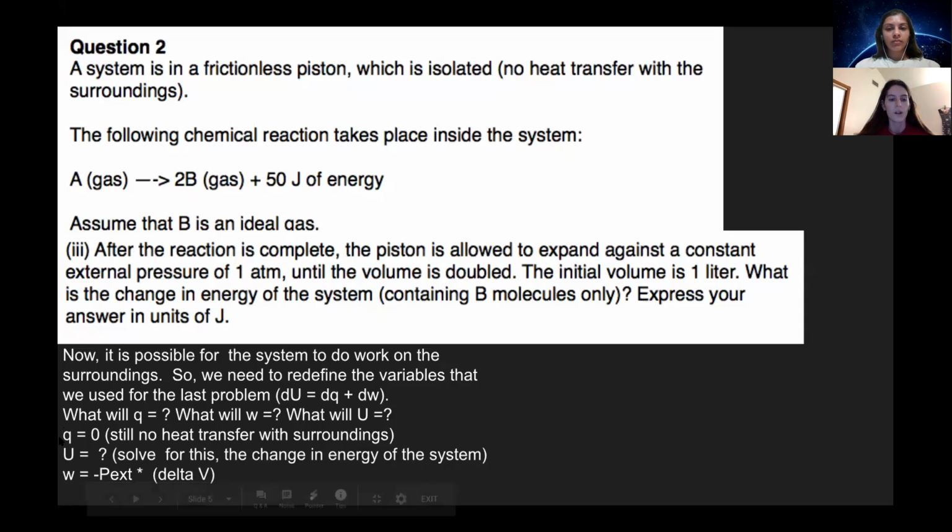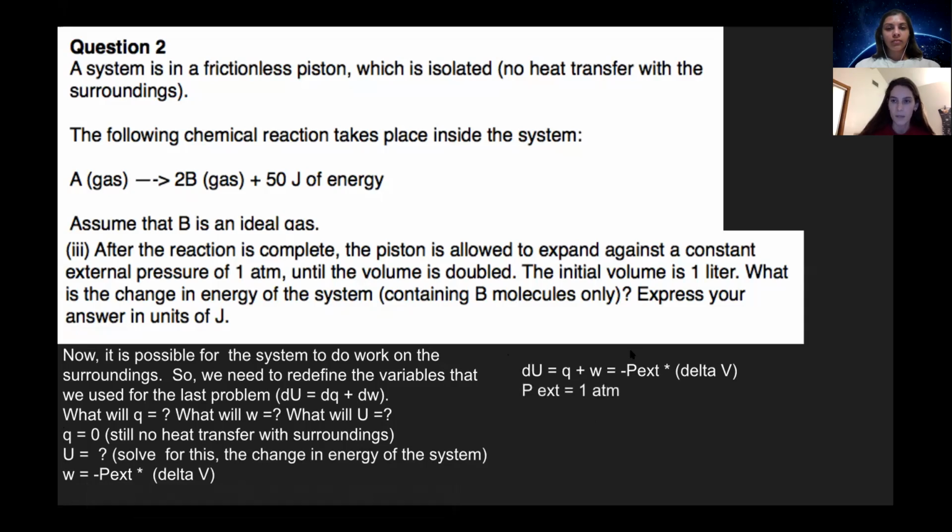And then the work is going to be equal to the external pressure times delta V, which is the change in volume. And so we have this new equation, which is, this is just the old equation, that dU equals Q plus W, but now it's also equivalent to negative P external times delta V. And so at that point, this becomes more of a simple math problem.